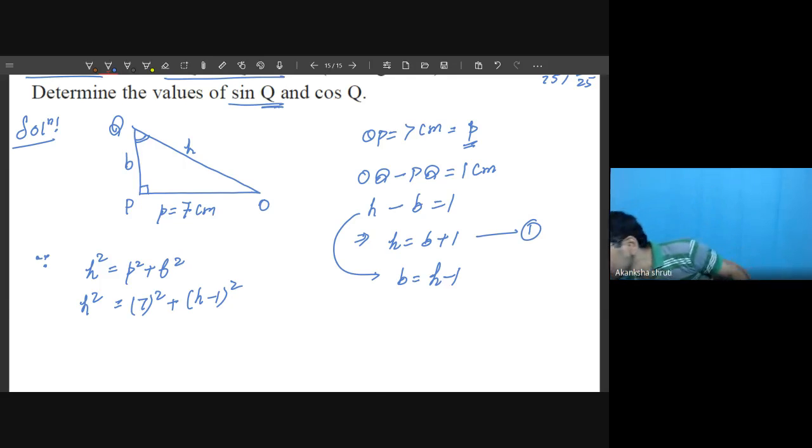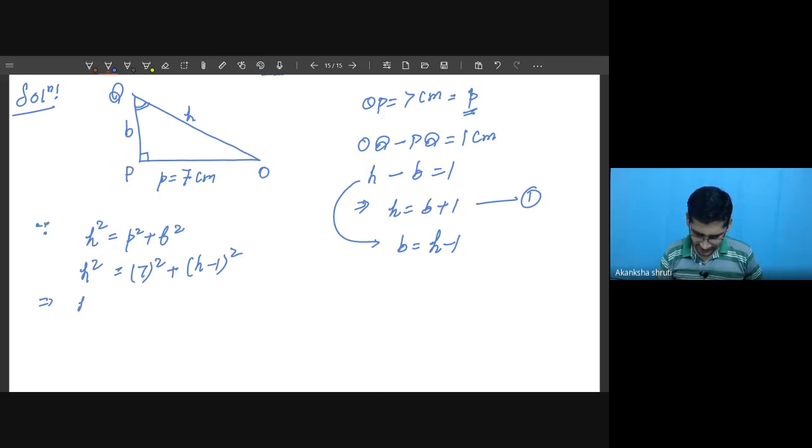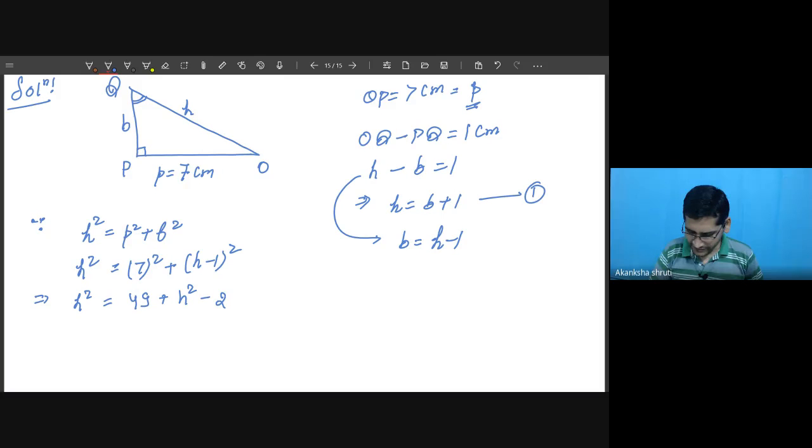Okay, 24 by 25, correct. Very good. So now we have to simplify this. 49 plus H square minus twice of H plus 1. See, it is so beautiful that your H square will get cancelled. Now this 49 and 1 become 50, and bringing this 2H to the left hand side, 2H is equal to 50. So this is going to give us H is equal to 25.